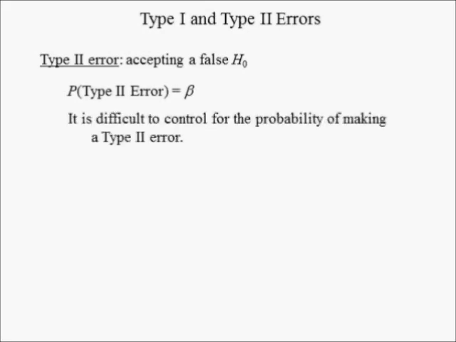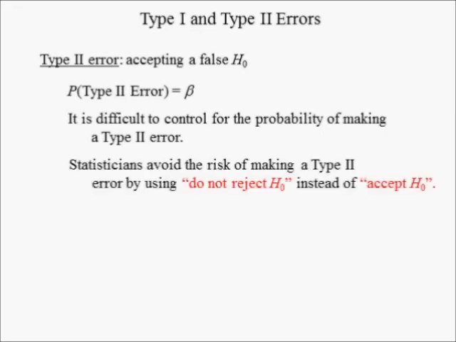A type 2 error results when a false null hypothesis is accepted, and the probability of making one is equal to beta. It is difficult to control for the probability of making a type 2 error. Statisticians avoid the risk of making a type 2 error by using the phrase, do not reject the null hypothesis, instead of accept the null hypothesis.